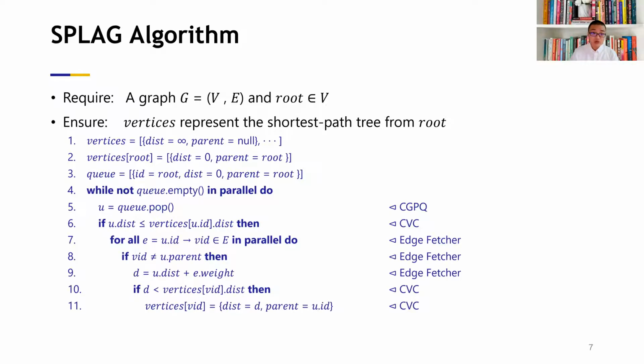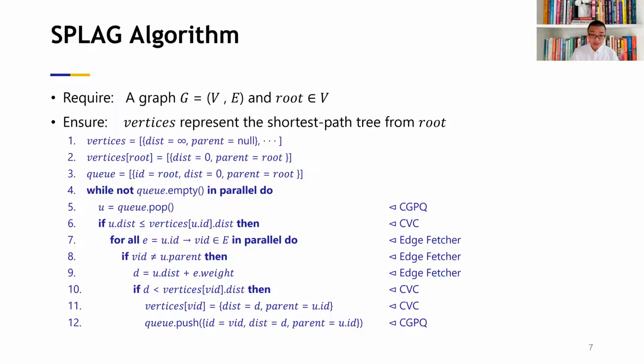If not, we traverse the neighbors of U, compute new tentative distances to the neighbors, and update the neighbor vertex if necessary. In line 8, we skip the parent of U because we know the parent of U must have a smaller distance than U. If a neighbor vertex is updated, we push the updated vertex to the queue so that its neighbors will be traversed in the future. The algorithm terminates when no vertices exist in the queue.